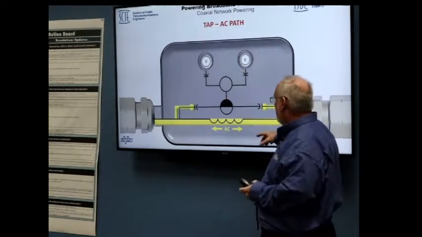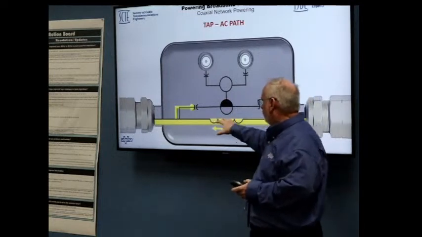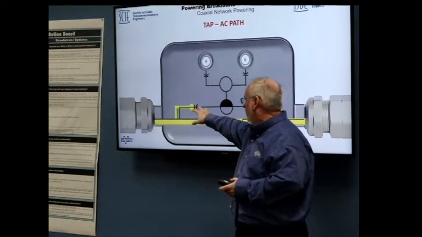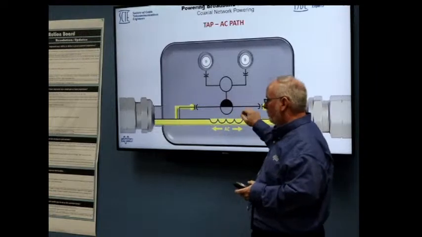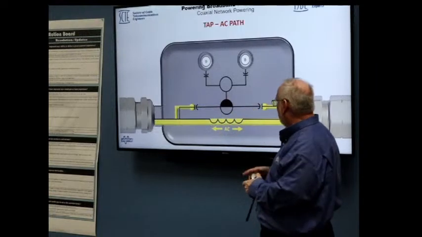This is a tap. What a tap does is it allows you to pass AC. And again, there are likely going to be power shunts in here, jumpers that allow you to send or not send power.